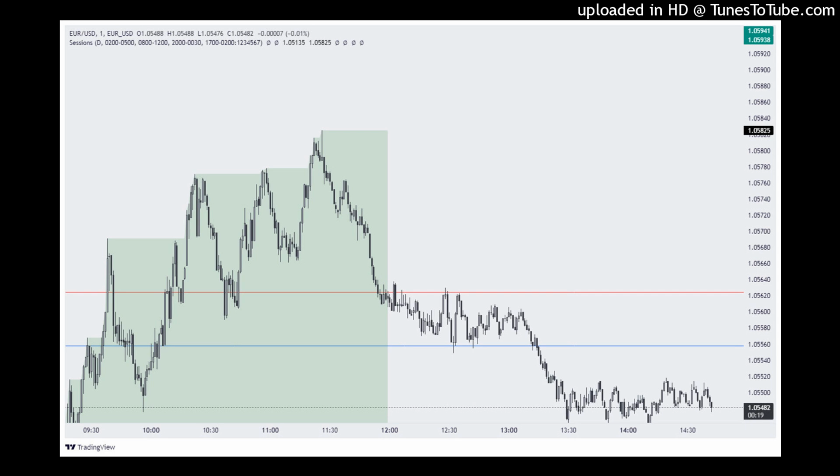Weekly PD rate, 1-hour ST plus RE, or a 4-hour ST. Daily PD rate, 15-minute ST plus RE, or a 1-hour ST. 4-hour PD rate, 5-minute ST plus RE, or 15-minute ST. These are the time frames, and these are, again, a minimum.